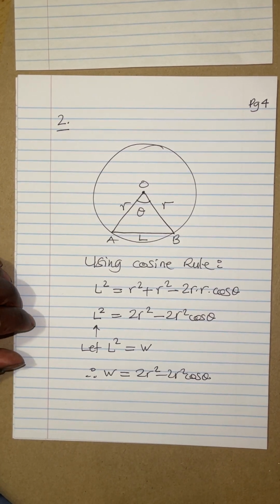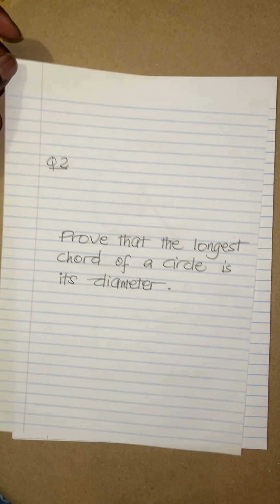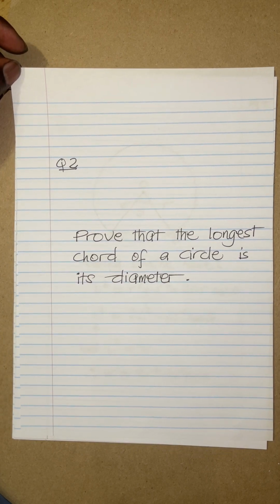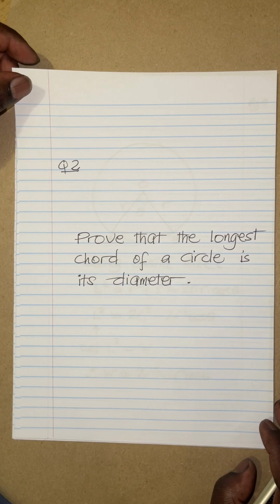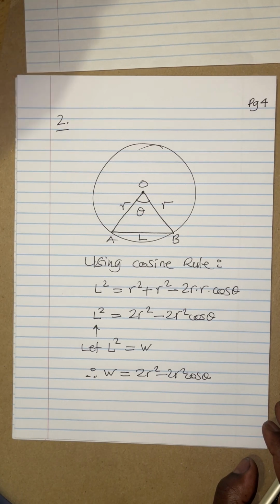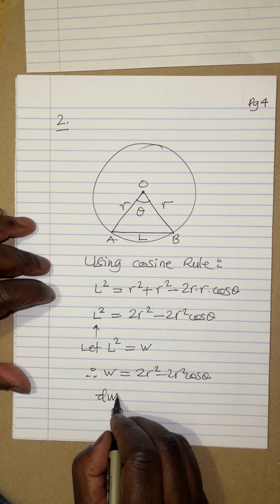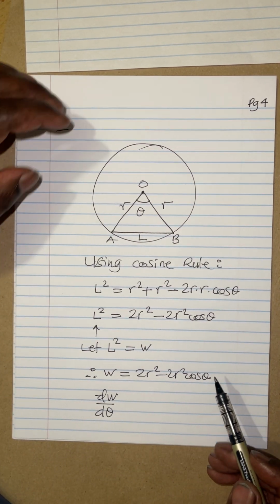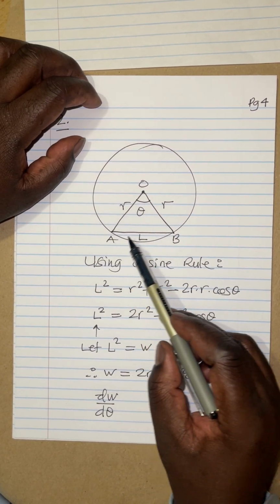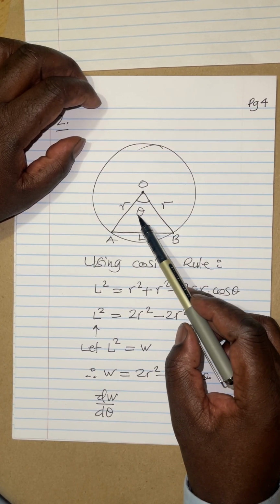Now remember, the question is saying prove that the longest, you see that word there coming up again, optimization: longest, maximum, smallest, least, minimum. Whenever you see those words, differentiation must come in. So here we're going to say, therefore, dW by d theta. Remember, what is changing is the angle theta, not so much this distance here and that distance. These are constant, but the angle here, theta, is changing.